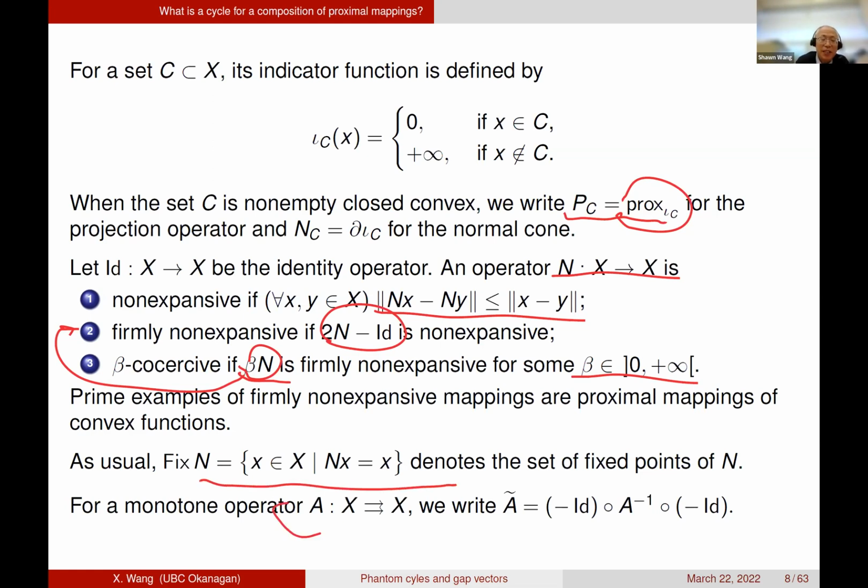So the fixed point set is defined as usual, okay? Given a monotone operator A, we define A tilde in this way. Then that is again another monotone operator.